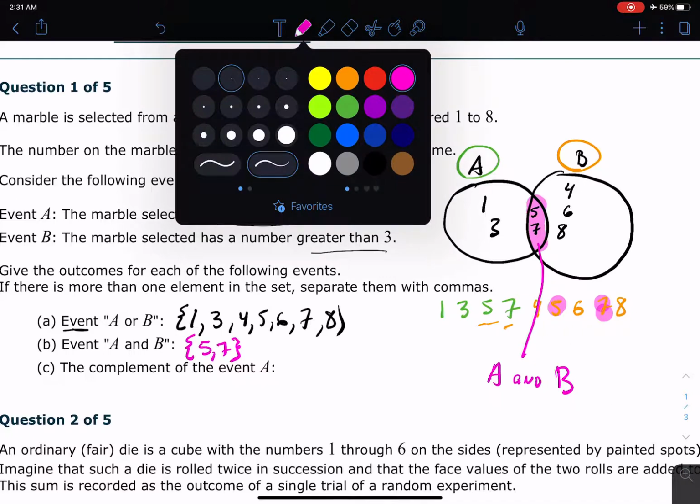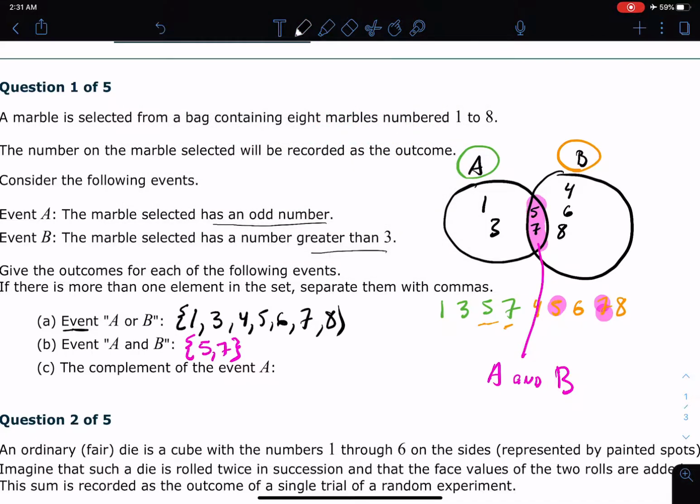Now the last one here we're looking for is the complement of the event A. Now remember, the complement of event A means not A. So if I looked at A up top here, remember, A would be the selected numbers are odd. So A happens to be 1, 3, let's see. I don't even know if I really need to show all this.